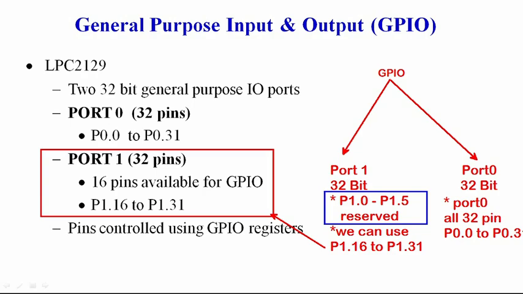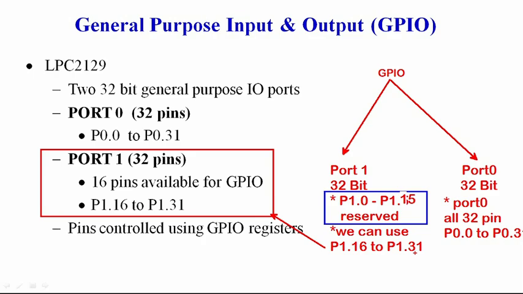So there are two ports, port 0 and port 1. Port 0 is 32-bit, port 1 is also 32-bit. In port 0 we can use all 32 bits, that is P0.0 to P0.31. In case of port 1, I can use only P1.16 to P1.31. A small correction required here: P1.0 to P1.15 are reserved for system functionalities, and I can use P1.16 to P1.31. So this is a small explanatory part for your GPIO.